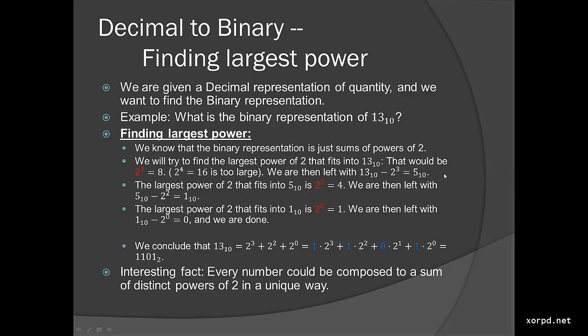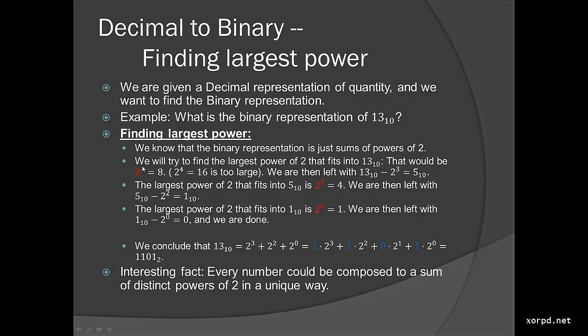Now we keep doing it again. We look for the largest power of 2 that fits into 5. And this is 2 to the 2, which is 4. We then subtract this number from 5 and we are left with 5 minus 4, which is 1. And lastly, the largest power of 2 that fits into 1 is just 2 to the 0, which is 1. And then we are left with nothing. And we are done.